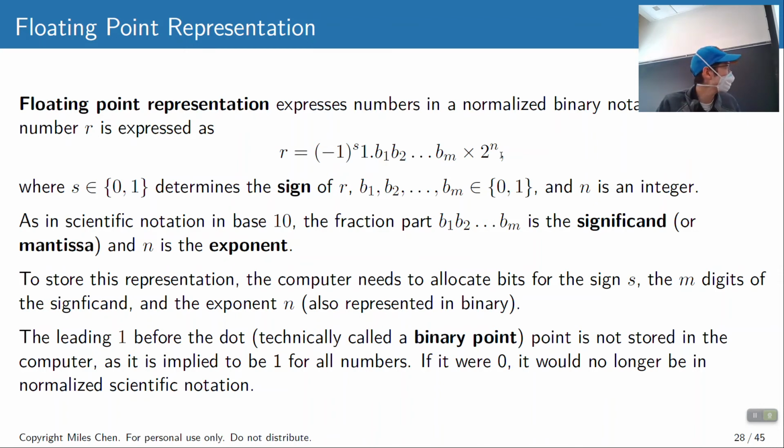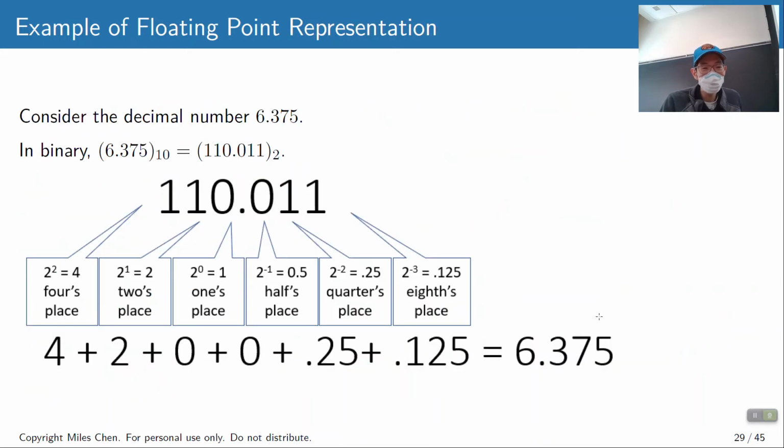And then the leading one, right? Because the number is always going to be led by a 1, there's no point in bothering to store it, because it's kind of redundant at this point. It's always going to be a 1. So why bother storing that piece of information?